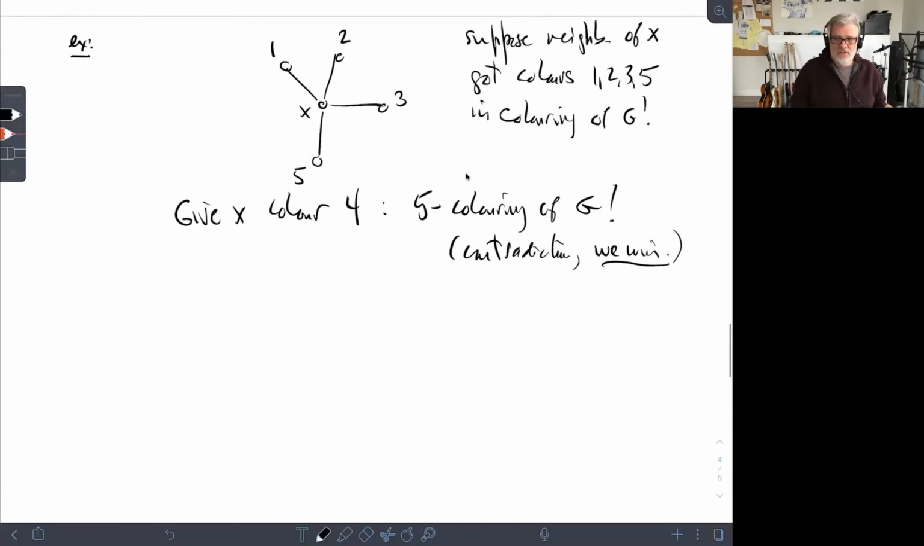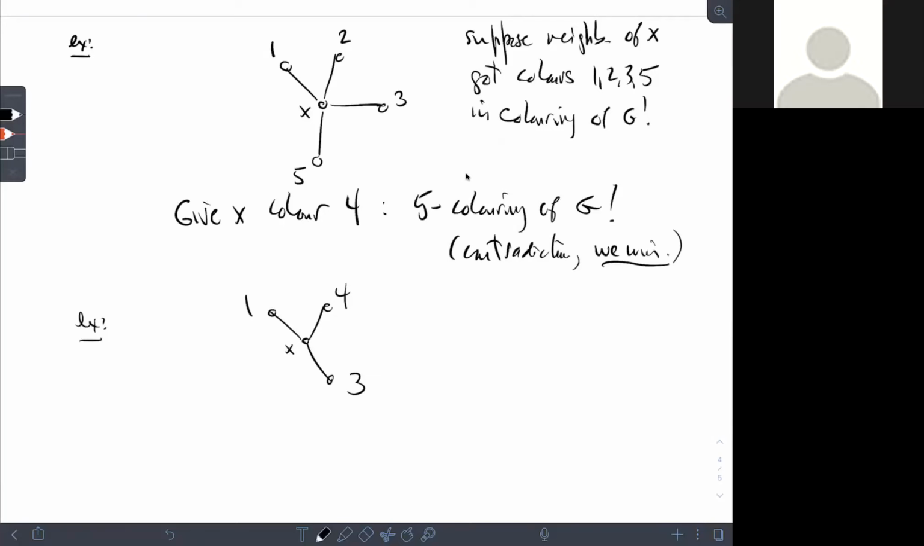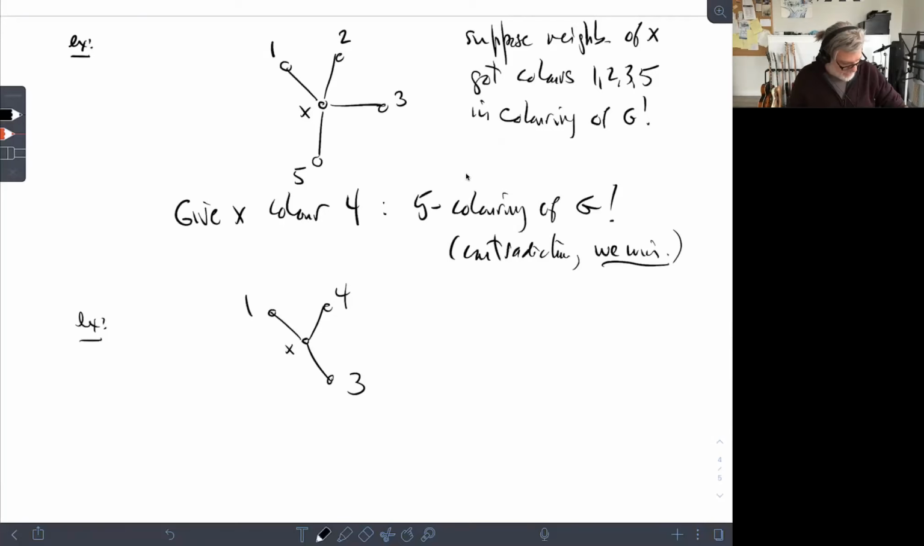Okay, but I just gave you a little example. What about if we had 3 neighbors? They get colors 1, 4, and 3. What happens now? What could I do? I'm being very silly here, but just to make sure you get it. You can give it colors 2 or 5. Yeah, I have a lot of room to play. So X colored 2 or 5, we win again.